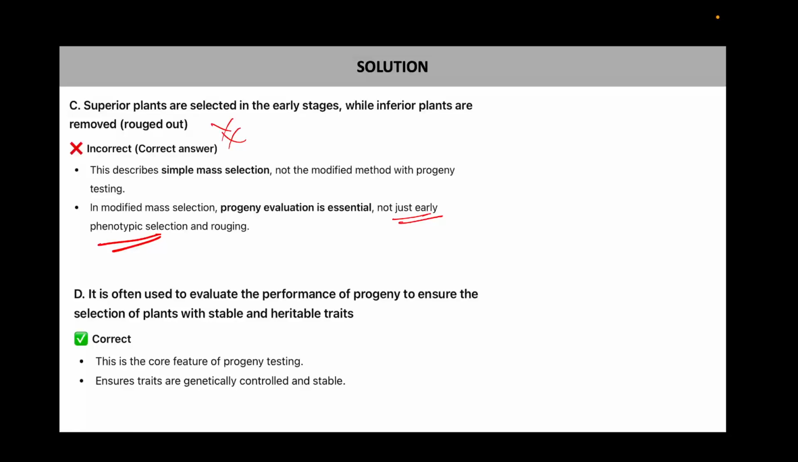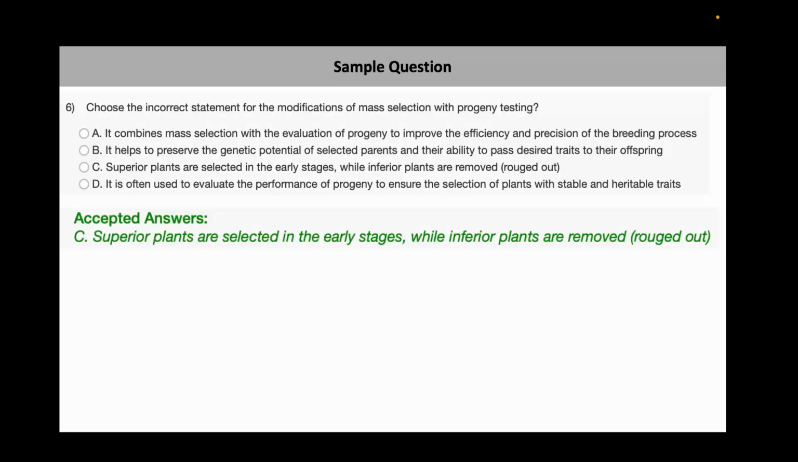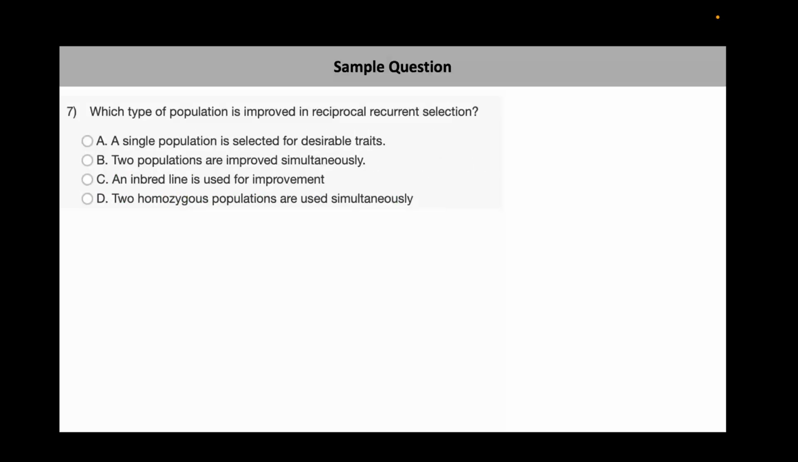Option D was it is often used to evaluate performance of progeny to ensure the selection of parents with stable and heritable traits. Yes, of course, this is the core feature of progeny testing, that it only talks about the heritable traits and it will select the parents based on assurance that the traits are stable, heritable and genetically controlled. So based on this, option C is the incorrect one, that superior plants are selected in early stages. It is nothing like that in case of selection. It requires some time, and the plants are not removed or selected based on any superiority or inferiority in early stages.